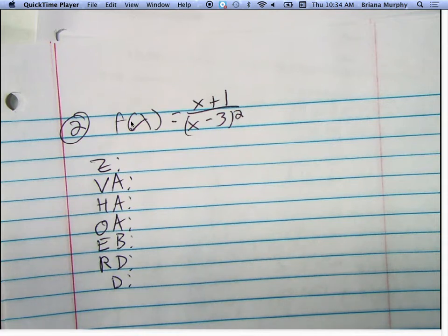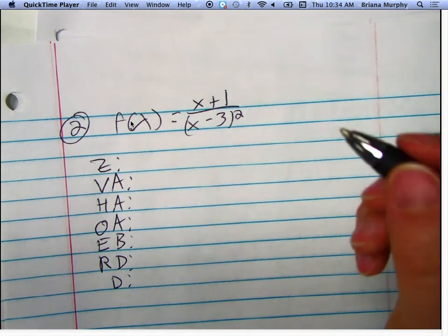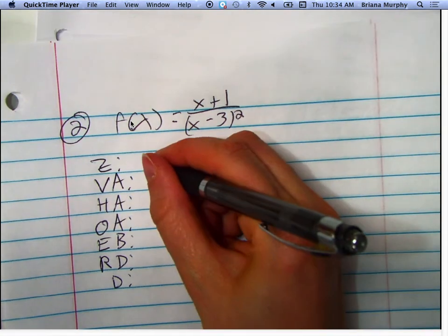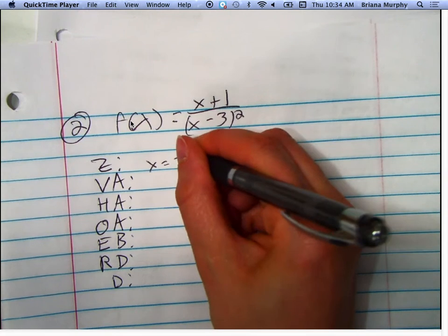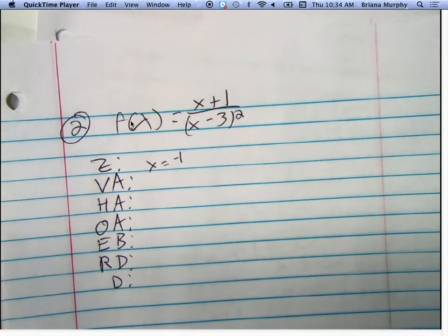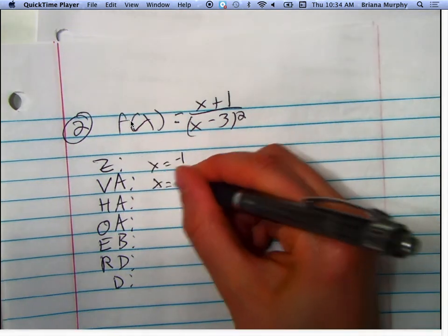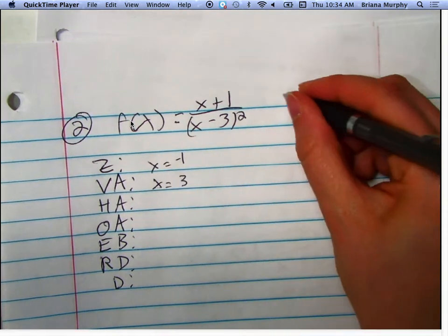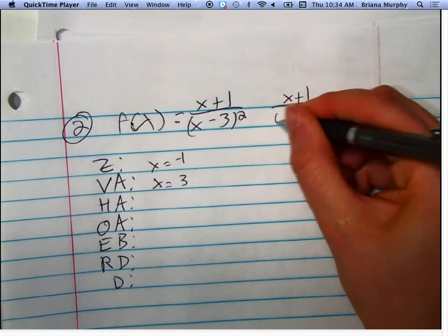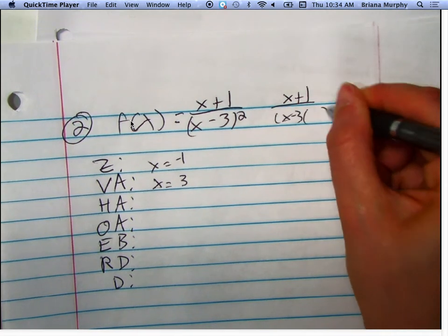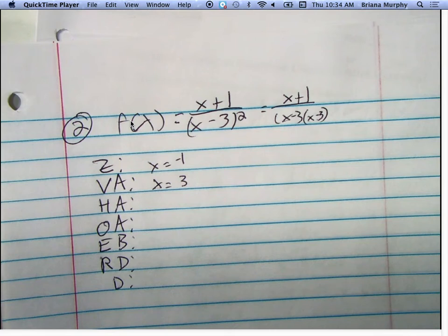What's the first thing I probably want to do? Okay, what is my 0? I was going to have you guys do this on your own, and then I didn't feel like we were ready, right? Okay. So, what is the vertical asymptote? X equals +3, right? So this is x plus 1 over x minus 3, x minus 3. Sometimes it helps to see it written out.